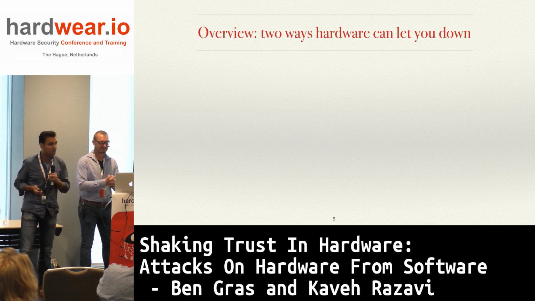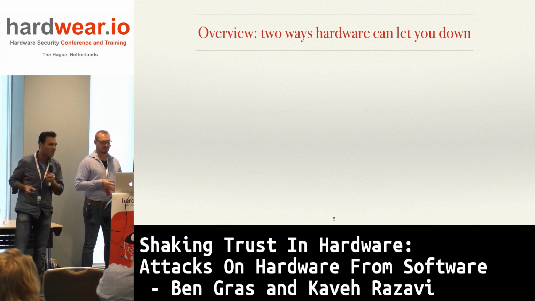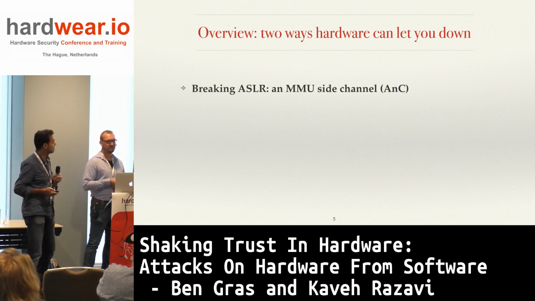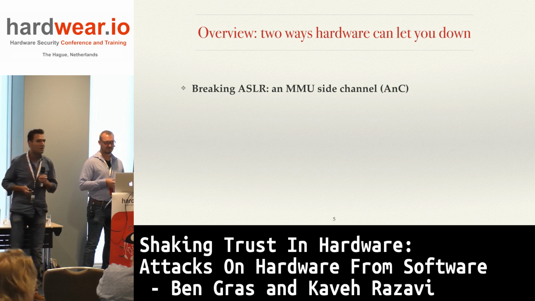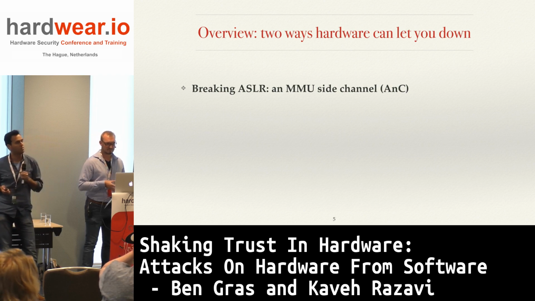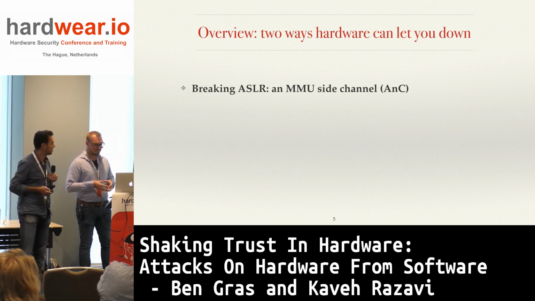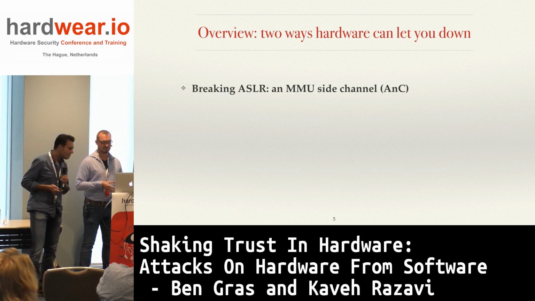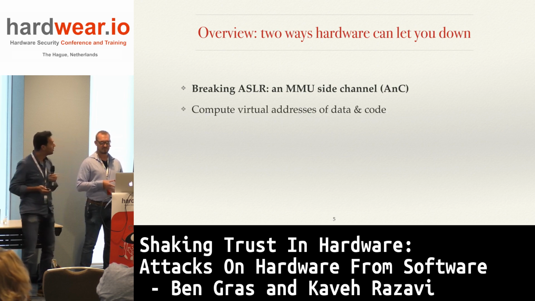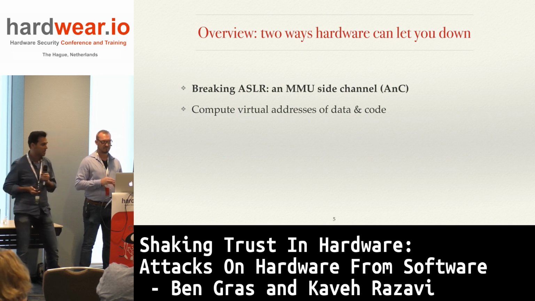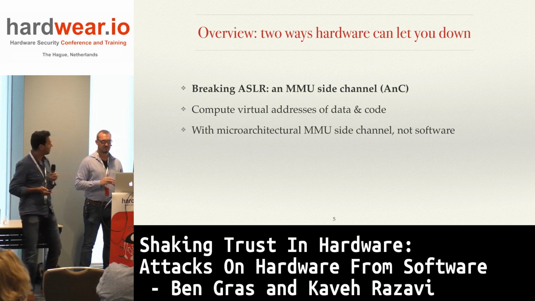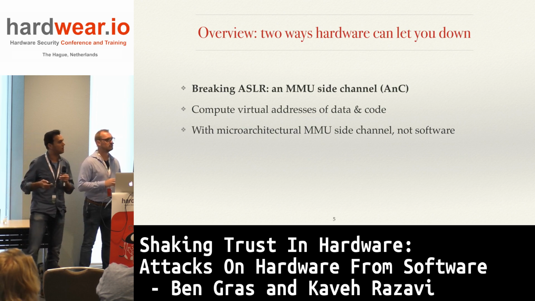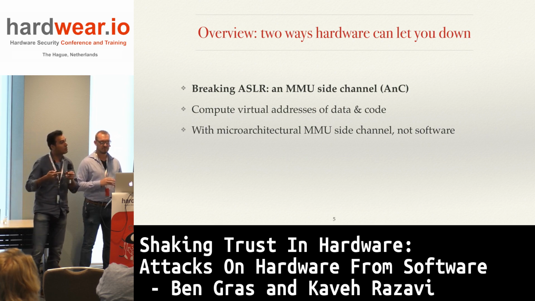And today we're going to show you how we managed to take two of these cards out and how it brings down the entire security of the system. In the first attack that we're going to talk about, which we call ANC, we're going to show how the memory management unit of your processor, when it does address translation, is going to leak information. It's going to basically leave a trace in the cache. And we're going to use this to compute virtual addresses of data and code. And since this is secret, this is basically going to lead to a compromise of data that you're not typically allowed to see, which is your randomized code and data.